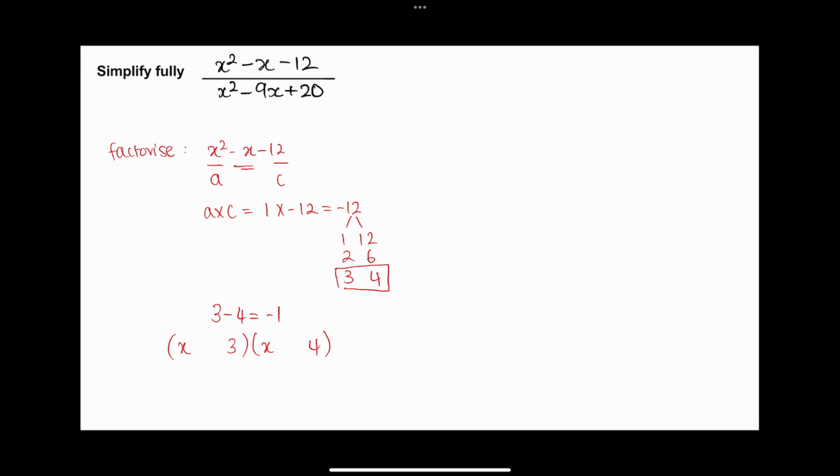After finding the two brackets, your answers become (x + 3)(x - 4) all above (x - 4)(x - 5). You can see the numerator and the denominator have the same bracket on top and the bottom, which we can eliminate and cancel out, which then makes us end up with (x + 3)/(x - 5). This is your answer in its simplest form.